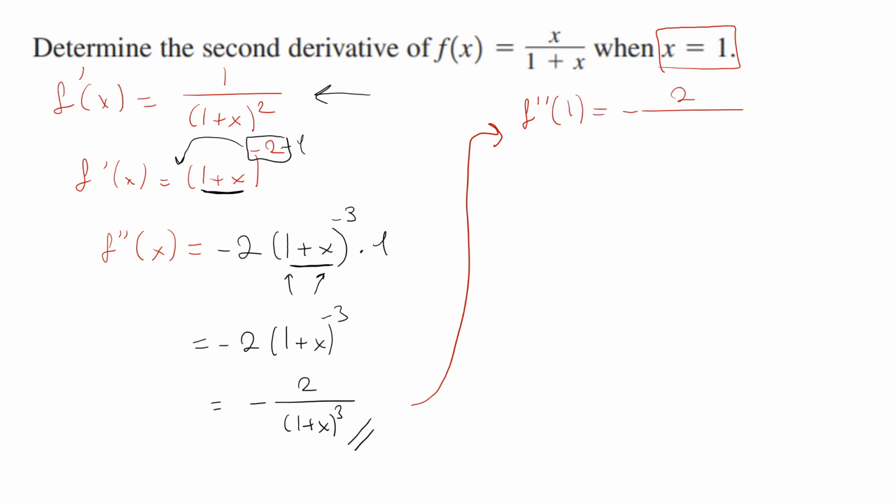So I have negative 2 over 1 plus 1 cubed. That will give me negative 2 over 2 cubed. And that will give me negative 2 over 8, which I can simplify into negative 1 over 4. And that's my final answer.